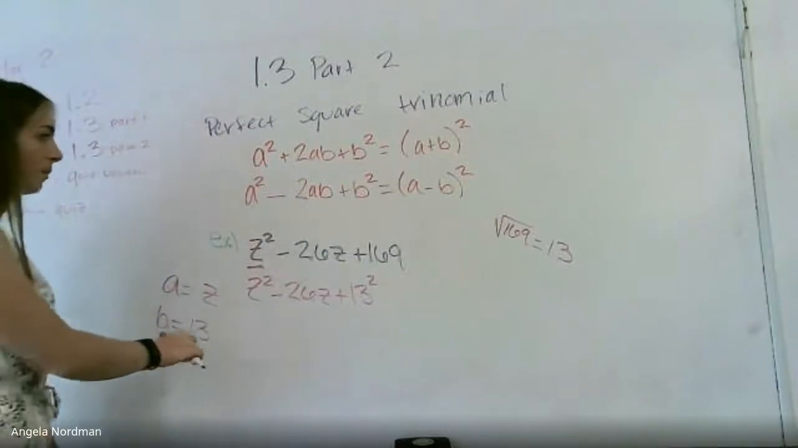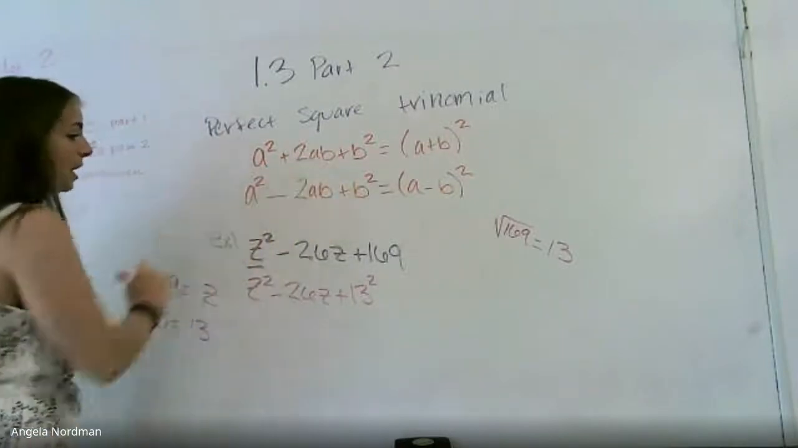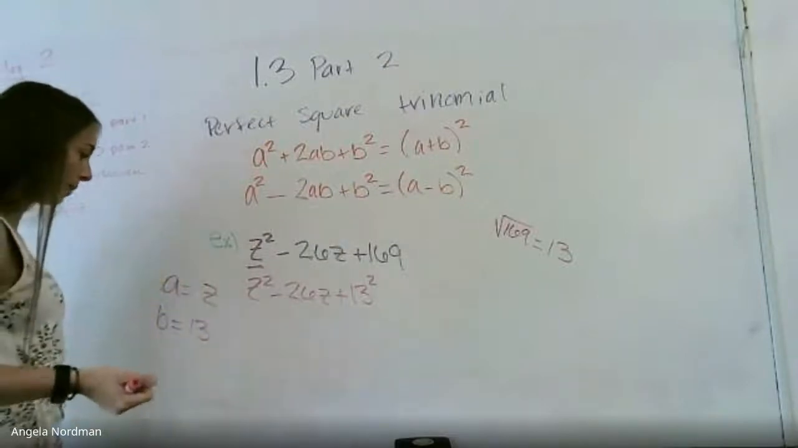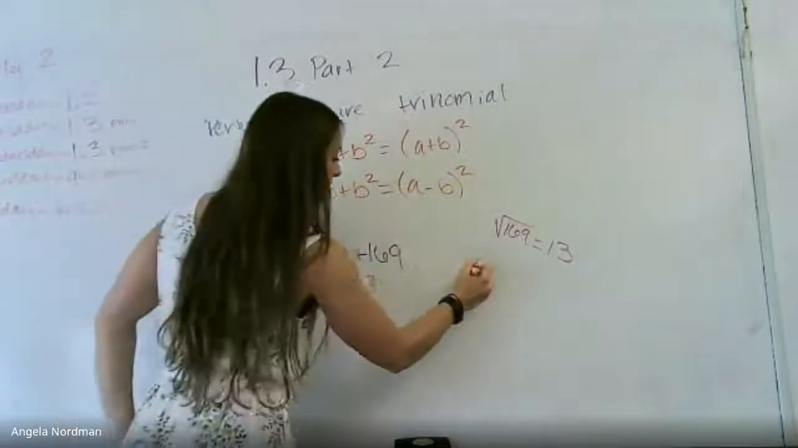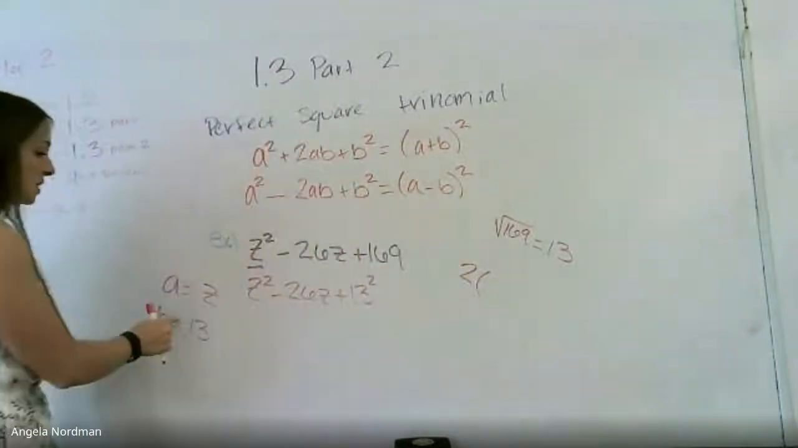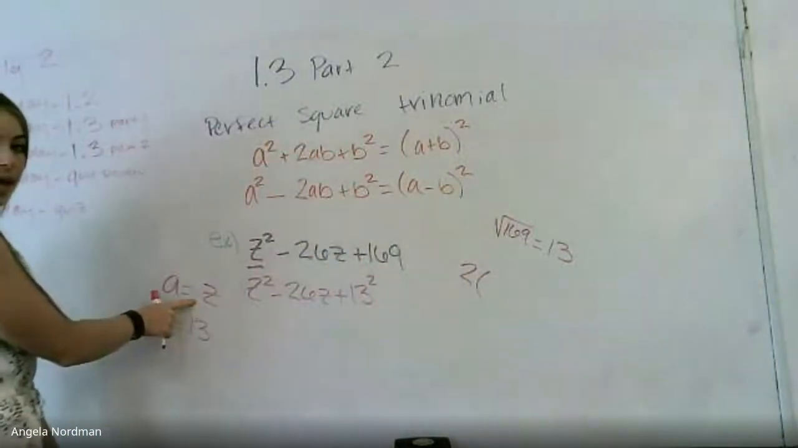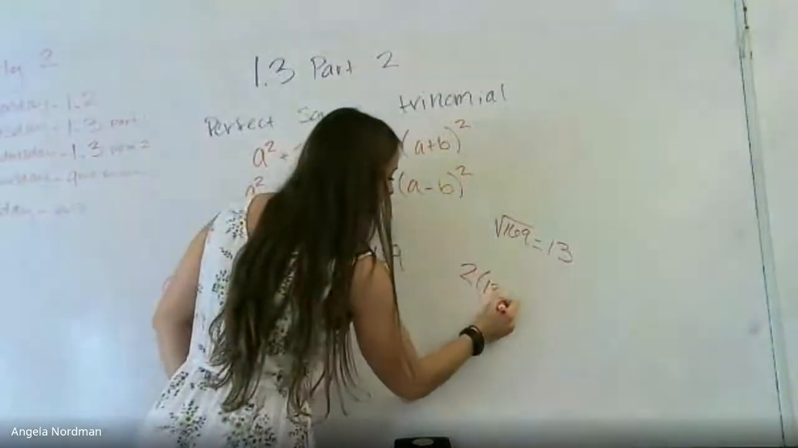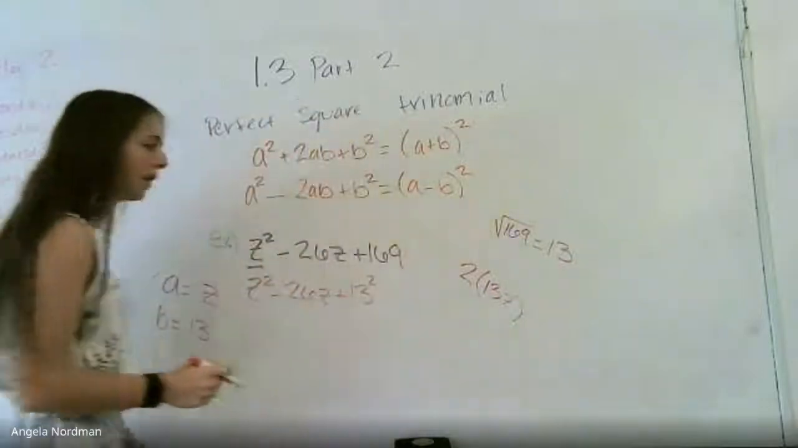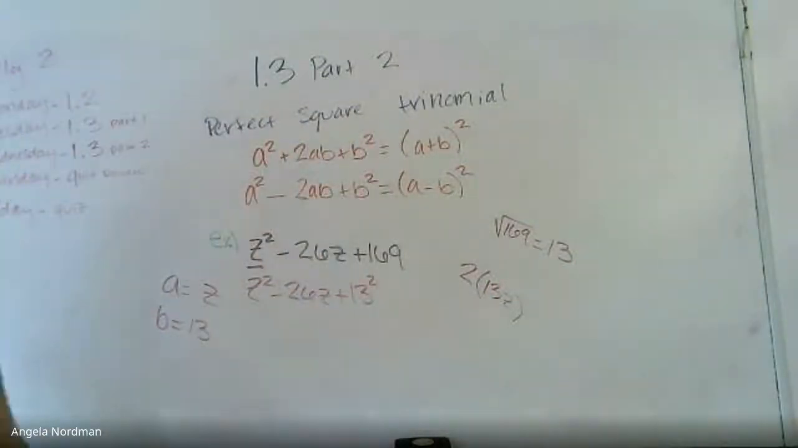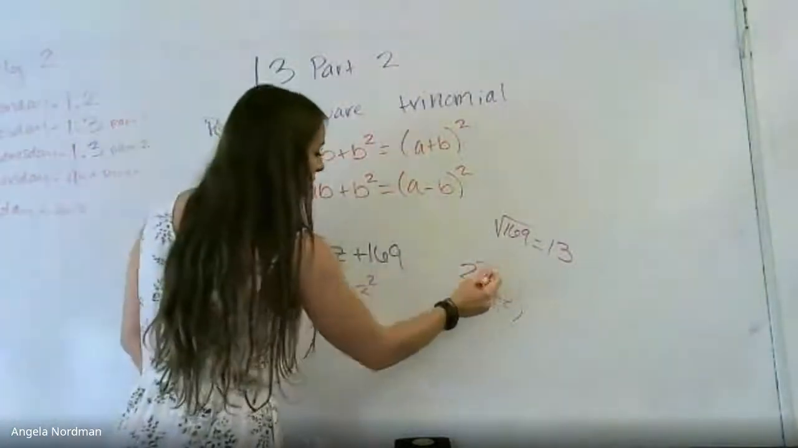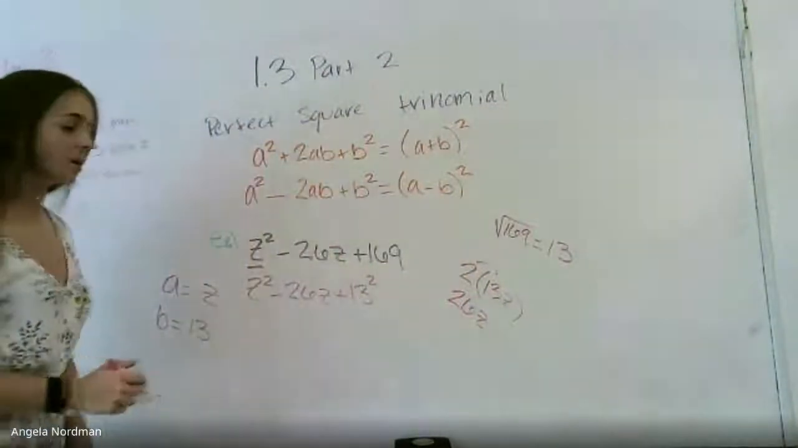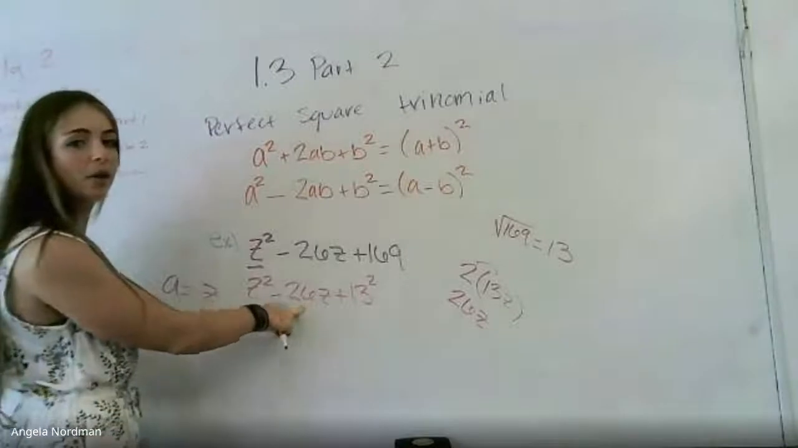So let's test something. I need to have 2 times A times B in the middle. If that in fact works out, then we're going to go ahead and be able to use this. So I have to take 2 times the value of my A times my B, which is Z times 13. That gives me 2 times 13Z. Okay, now if I go ahead and distribute that, 2 times 13 is 26, giving me 26Z. That is what I have in the middle, so we're good.